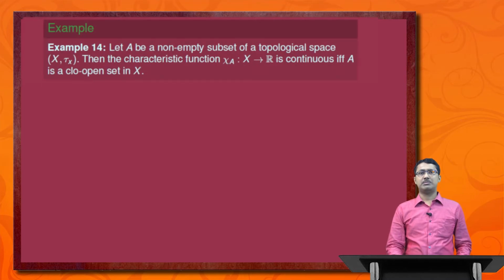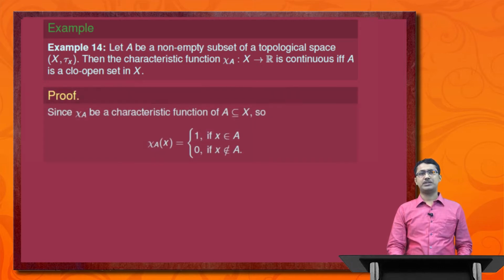Next we get another example, example 14. Let A be a non-empty subset of a topological space X, then the characteristic function chi A from X to R is continuous if and only if A is both open and closed in X. Proof is very simple. Let chi A be the characteristic function of A. So chi A of x is equal to 1 if x belongs to capital A, and it is equal to 0 if x does not belong to A.